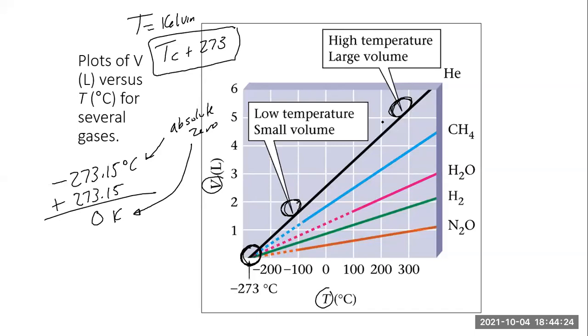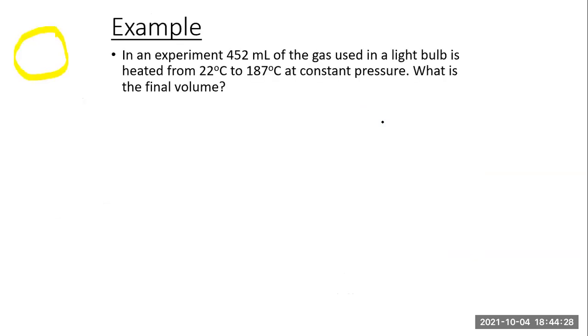All right, so obviously those gas laws you do need to know. So why don't you try one here, see what you come up with. We have an experiment where 452 milliliters of a gas in a light bulb is heated from 22 to 187 at constant pressure. What is the final volume? So take a couple moments, see what you come up with.